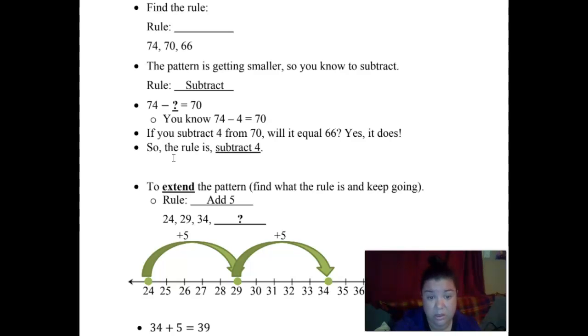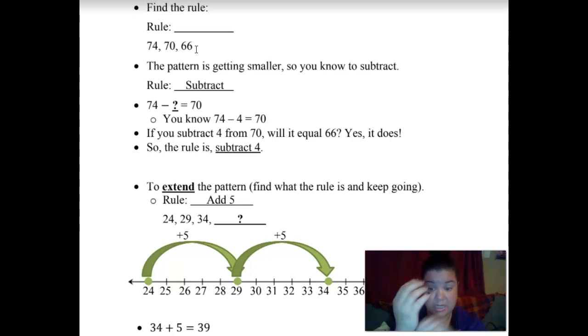So our rule is to subtract 4. So our last number known is 66. So if we take 4 from 66, what are we going to get? We have 66, count backwards, 65, 64, 63, 62. So if we extended our pattern, the next number, if our rule is to subtract 4, it would be 62. Is this getting hard yet? The subtracting might be a little bit hard, huh? Got to really think about it.